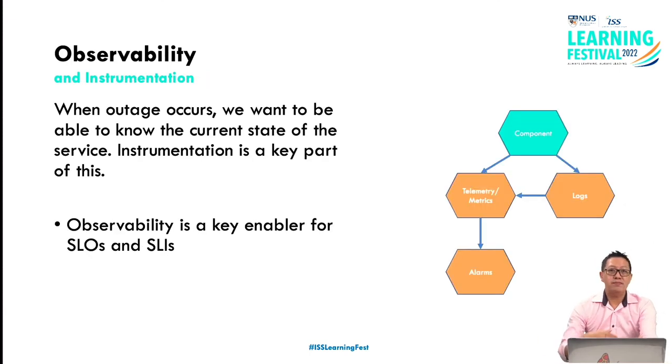Okay, the other aspect that we want to talk about is really about observability. Where this comes from is an observability and instrumentation perspective. We want to know, when something happens, what the current state of the service is, and instrumentation is a key part of it. When we talk about instrumentation, there are generally three key pillars. The first is telemetry, which is the collection of metrics from your system. And we talk about logging. And the one that's not in this diagram right now is tracing.